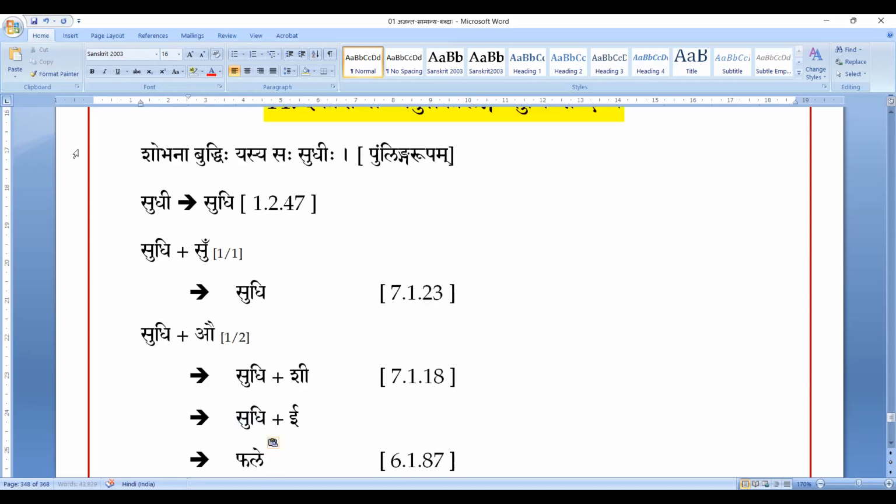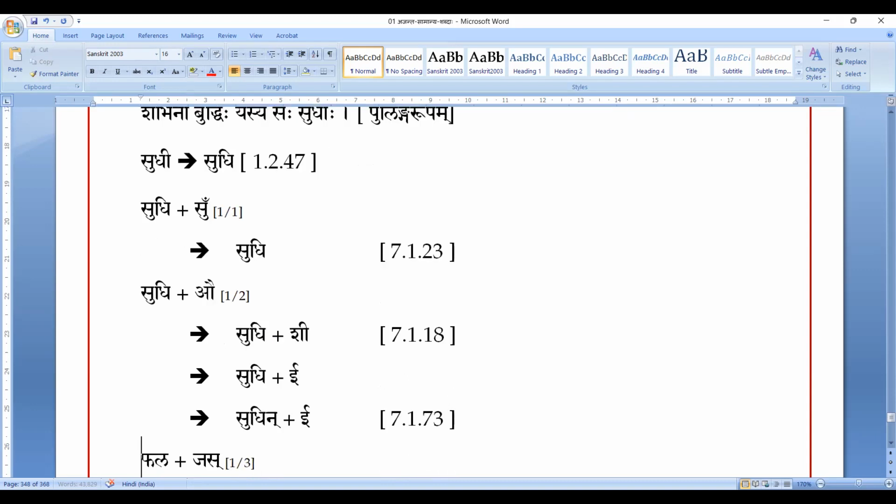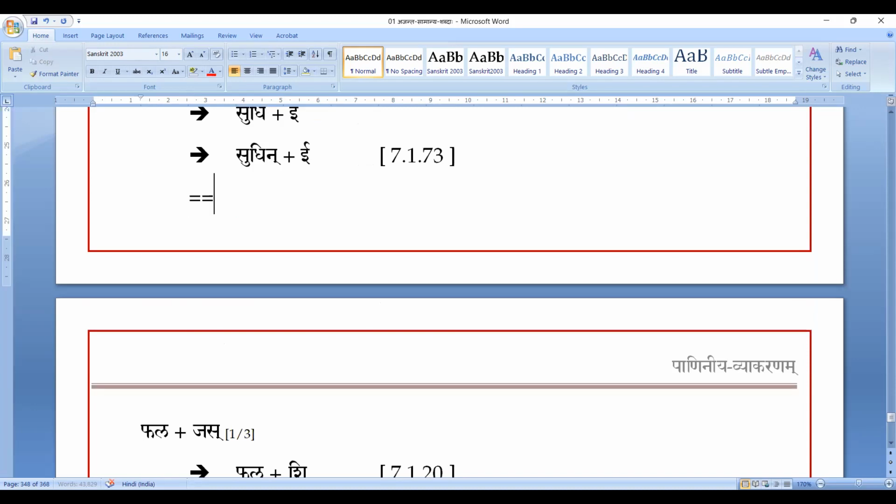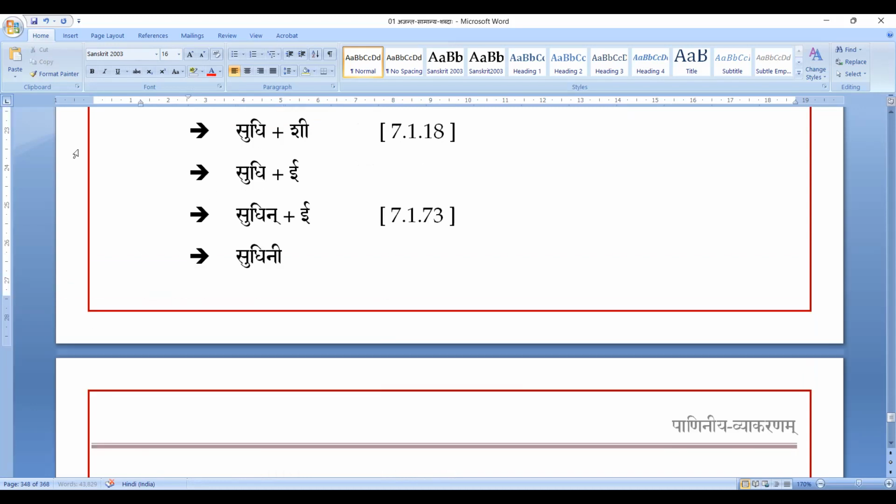Sudhi plus, so you will have Sudhin plus E, by Ikochi Bhakto, 7.1.73. And then the form would be Sudhini. Right?